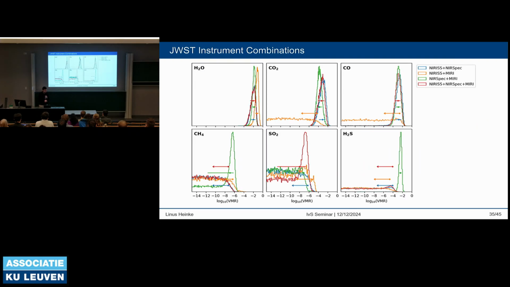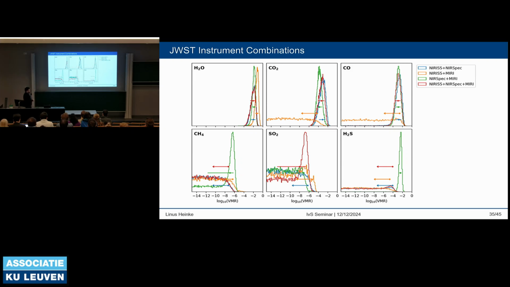This is the result that you get out of that. We can see we get different constraints from the different instrument combinations. Some stuff is fairly easy to understand, right? CO2 and CO only have strong features in the NIRSpec range, so we need the NIRSpec data to get these peaks, to get significant detections of these molecules and constrain them, and not just get an upper limit like we get from the other instruments.